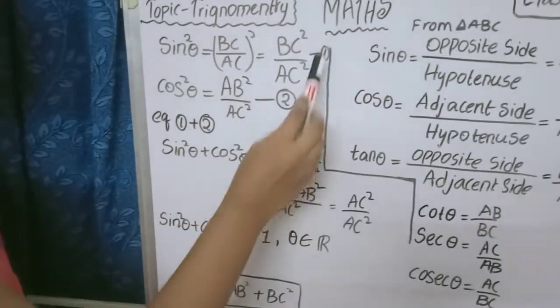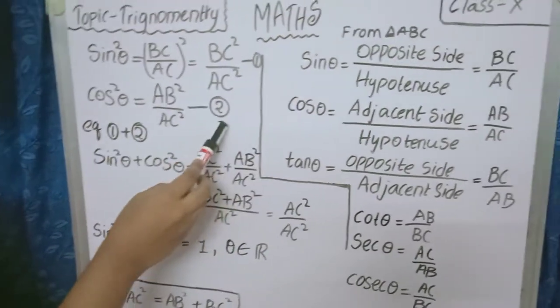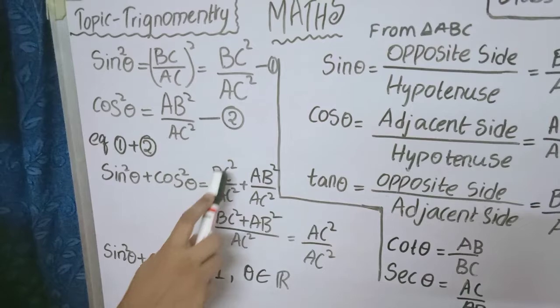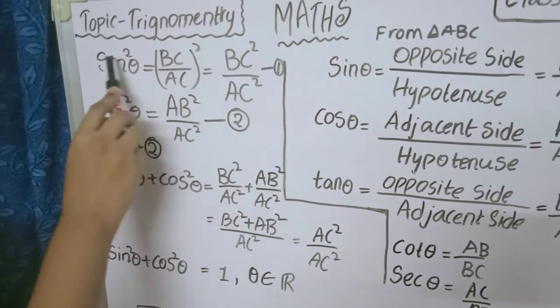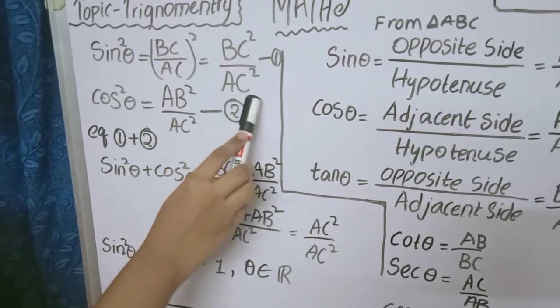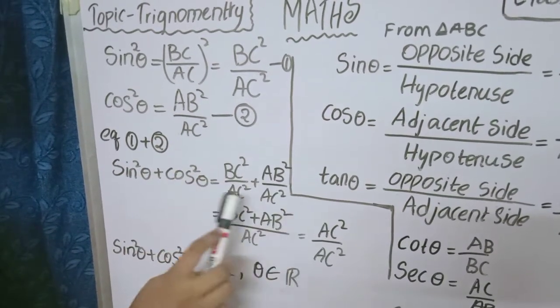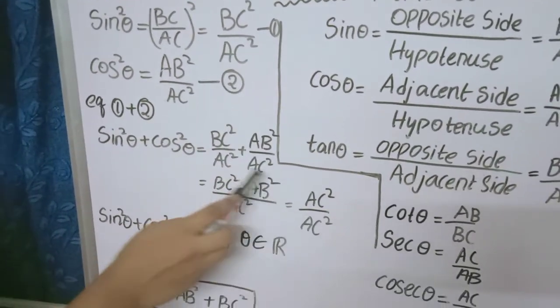Now I am going to add equation 1 and equation 2. That is sin square theta plus cos square theta is equal to, here what we got, BC square by AC square plus AB square by AC square. Now we have to take LCM. Here the bases are the same.